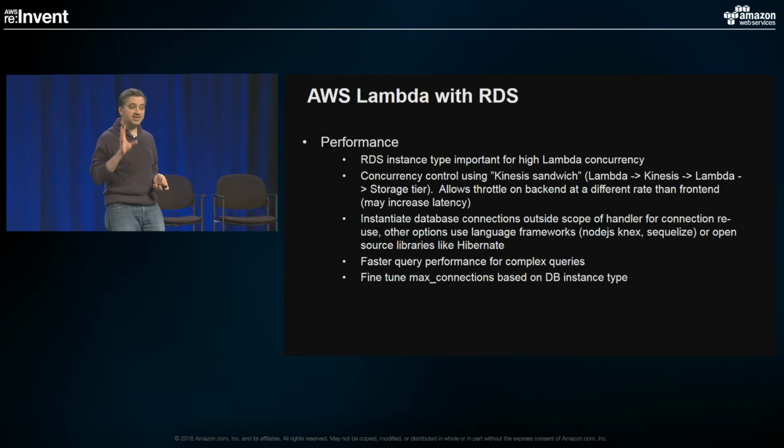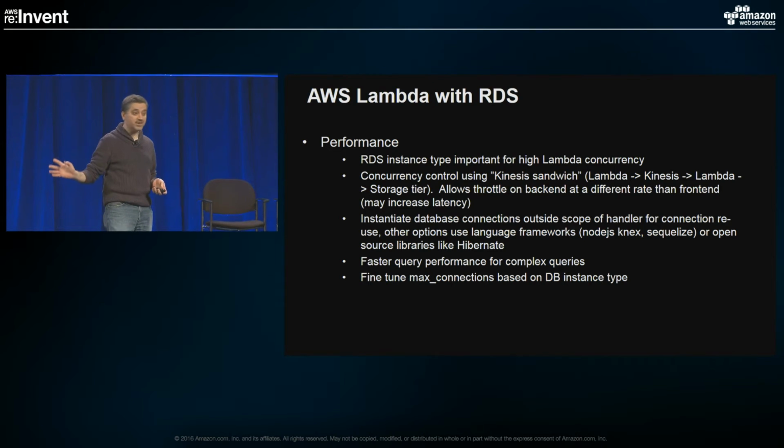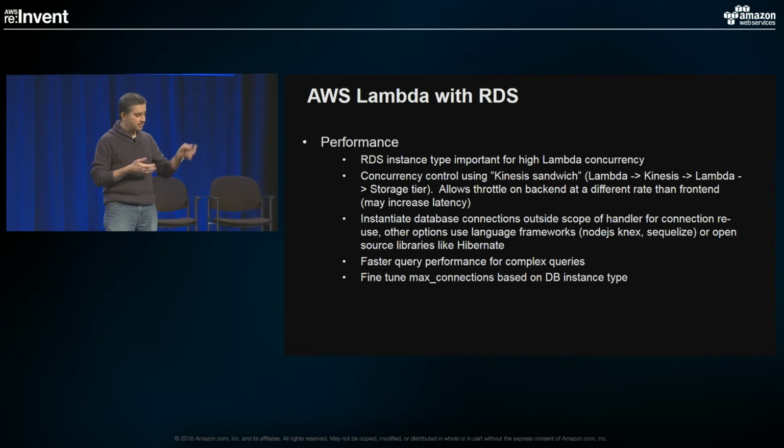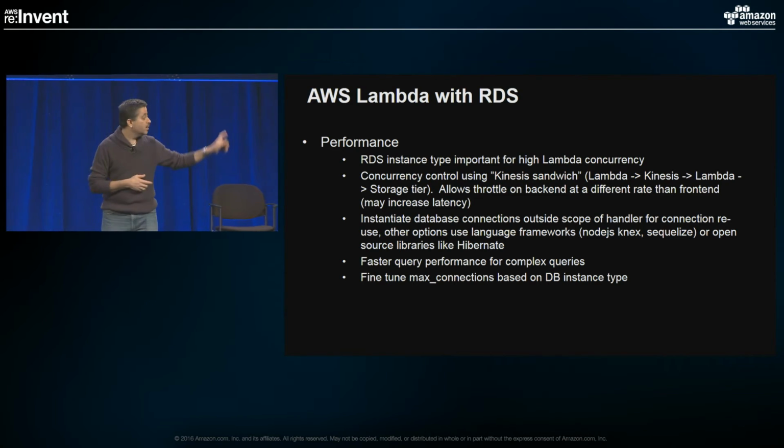Each database instance type also has a different max connection setting. So make sure that you're also ensuring that you set or fine-tune the max connections. The max connection for a T2 is different than max connection for a C4 instance. So when you are provisioning the database and you have concurrency with the Lambda, depending on the workload that you're running, make sure that you are fine-tuning that parameter as well.